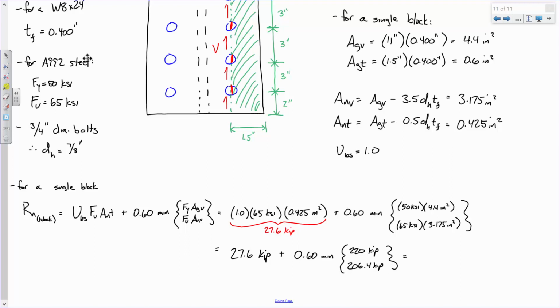So what are we going to do? So 27.6 plus 0.6 times what? It's the minimum. It's the smallest one. So 27.6 plus 0.6 times that lower one equals what? I got 151.4. 151.45. Okay. Did you get that? No, the whole thing. Oh, yeah. Okay. Now, is that our answer? Got to multiply by 4, but is that our answer?